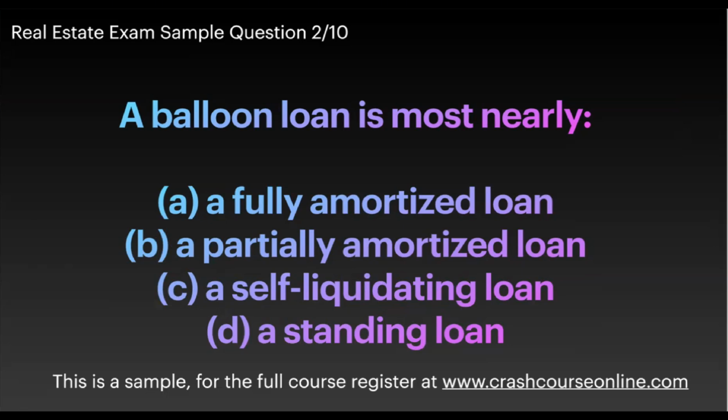C and D are just random words that don't really make sense. A self-liquidating loan, that's not really a thing in residential mortgages. D, a standing loan, that doesn't mean anything. It's just trying to trip you up. Best answer here, a balloon loan. That's a loan where you have one big fat payment due at the end. That would be seen on answer choice B, a partially amortized loan, because the loan balance is not paid off.